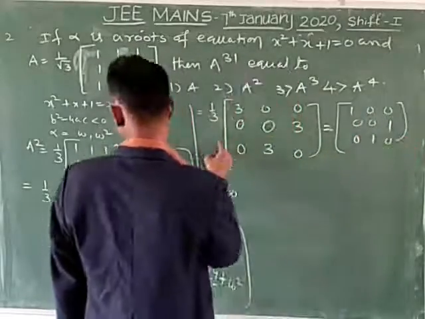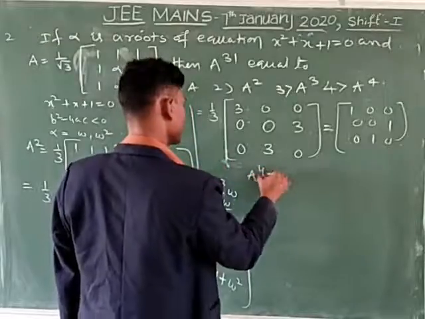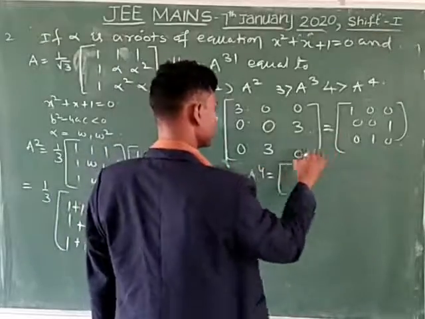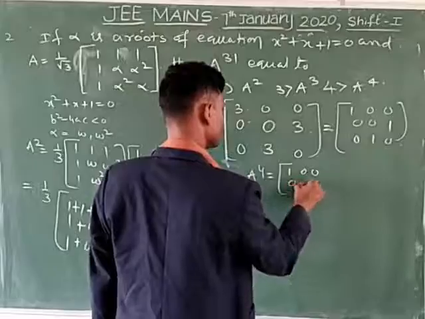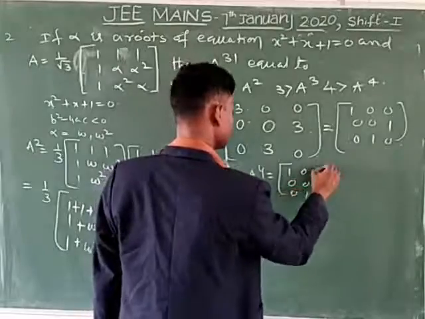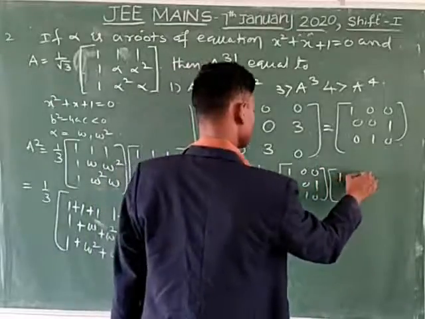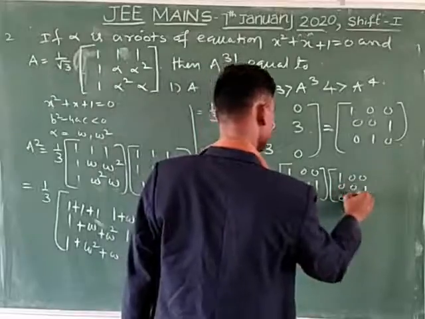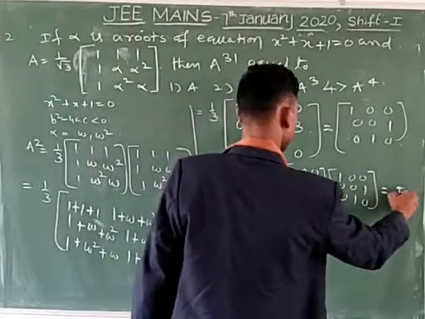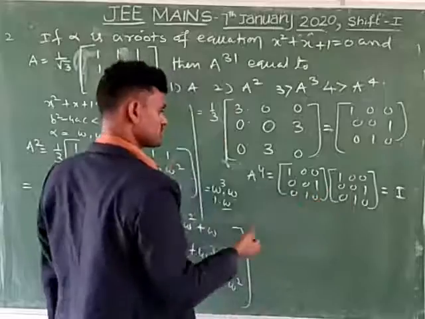Now this is A square. Now you have to find A to the power of 4. A to the power of 4 means again you have to write 1 0 0, 0 0 1, 0 1 0, into 1 0 0, 0 0 1, 0 1 0. It is equal to I. You have to multiply, means it is equal to I.